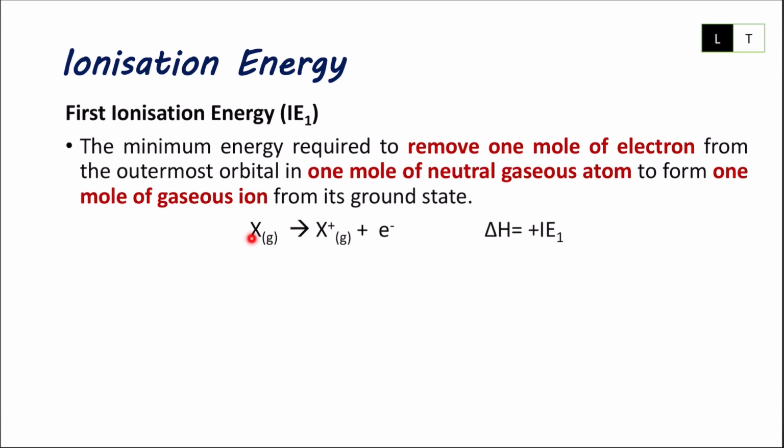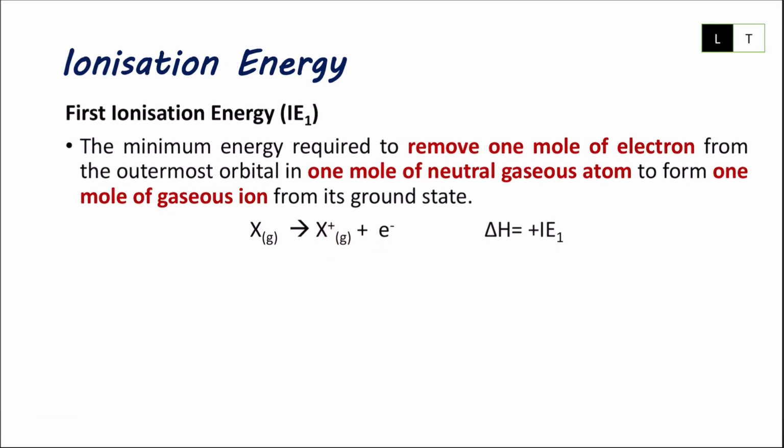first, we have gaseous atom X. Make sure you put the phase for X because it is very important. Due to its definition itself, you have to mention gaseous atom. So that's why you have the gas phase here. And you will take out 1 electron from the outermost orbital. So that's why the charge will be positive and the phase is still the same, gas phase. So this is what we are referring to, 1 mole of gaseous ion.